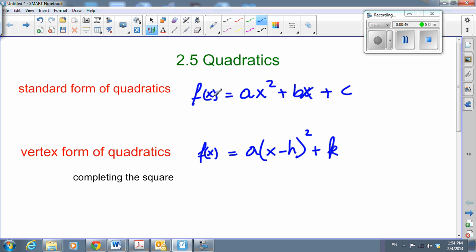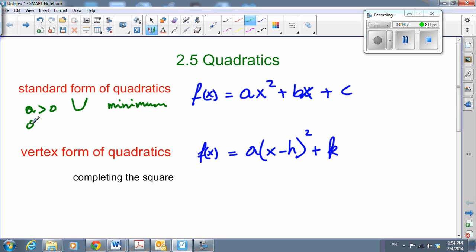On any quadratic, the value of a is very important. When you're looking at a, if the value of a is greater than 0, in other words, if a is positive, we know that the graph will be opening up. And if the graph opens up, it means that we have a minimum.